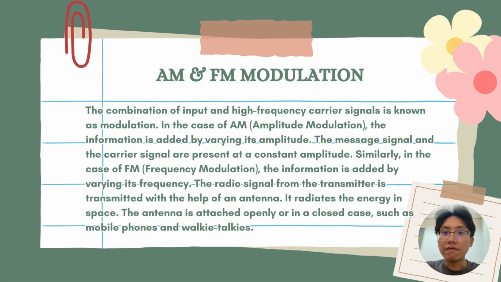The combination of input and high-frequency carrier signal is known as modulation. In the case of AM, which is amplitude modulation, the information is added by varying its amplitude. The message signal and the carrier signal are present at a constant amplitude. Similarly, in the case of FM, which is frequency modulation, the information is added by varying its frequency. The radio signal from the transmitter is transmitted with the help of the antenna later on.